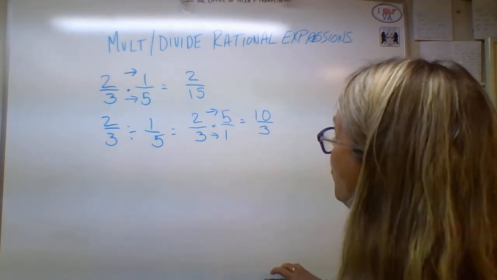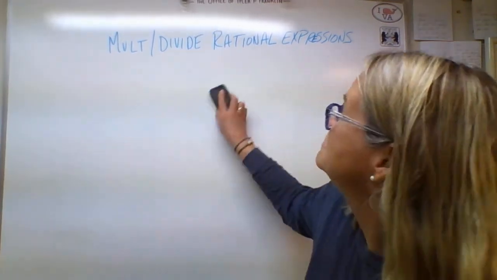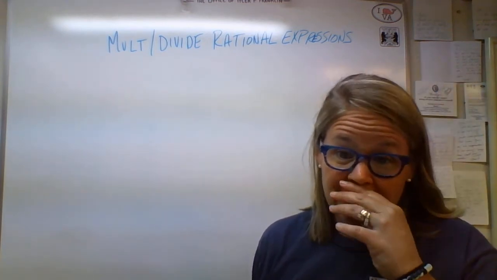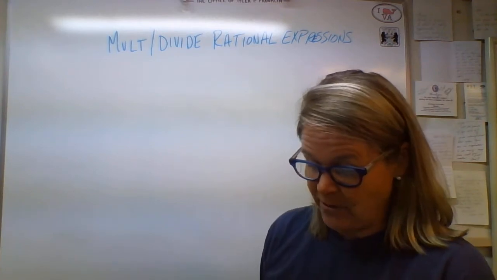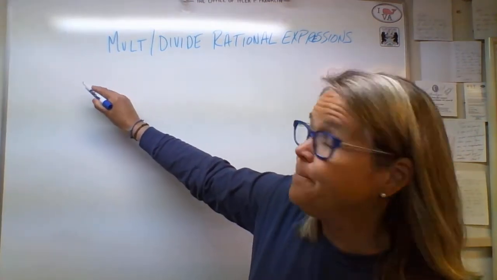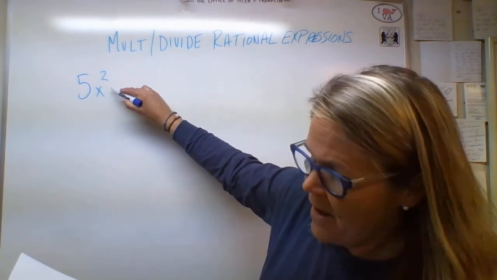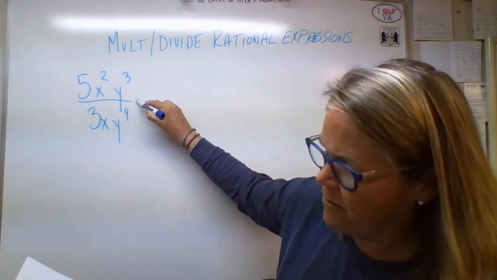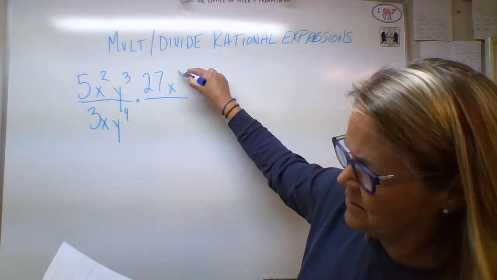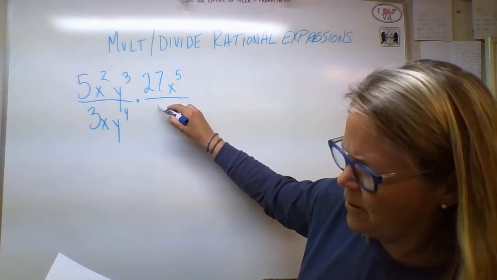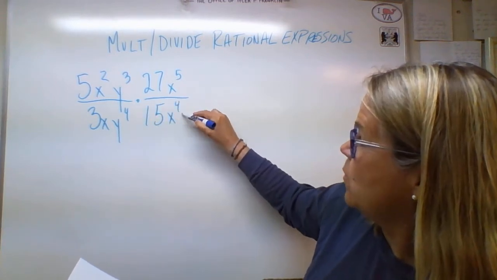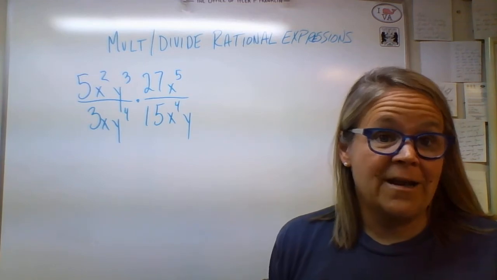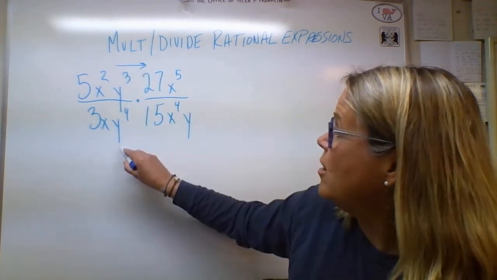So I'm going to start with monomials. Your first Delta Math questions will be monomials. This is probably harder than what they're asking. If I gave you 5x squared y cubed over 3x y to the fourth times 27x to the fifth over 15x to the fourth y, you can't factor because there's no adding and subtracting. So we're going to go straight across.